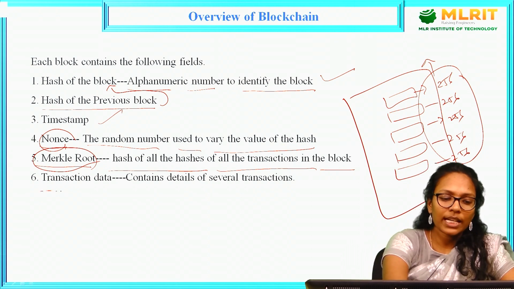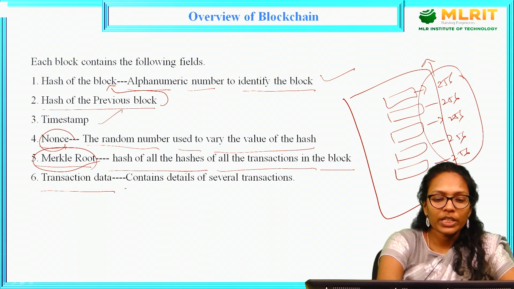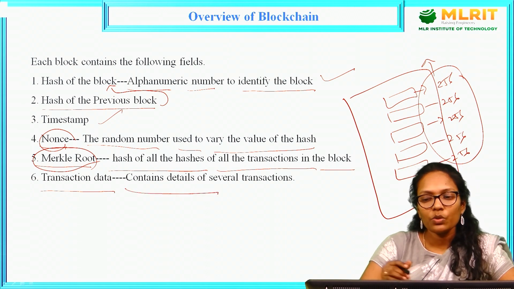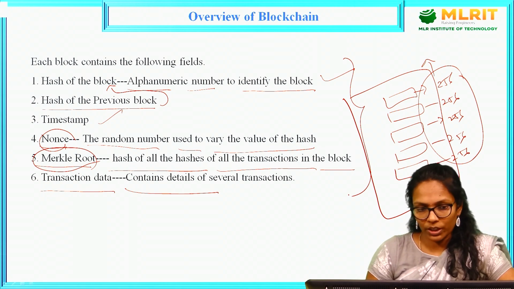So next is transaction data. What are the transactions you are adding to that block? Those details will be available in the block. So these are the main details which are maintained by each and every block in the blockchain.